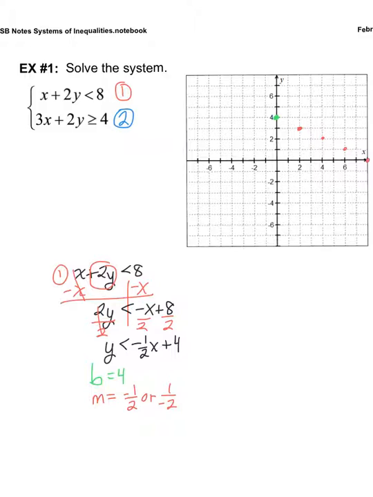Then I'm going to go in the opposite direction, up 1, but to the left 2, all the way across. Now we have to decide to connect this with a solid or a dotted line. Because we have no equals to, we're going to connect with a dotted line, and because we have less than, we are going to shade below that line. So let's do those. So please use a straight edge.